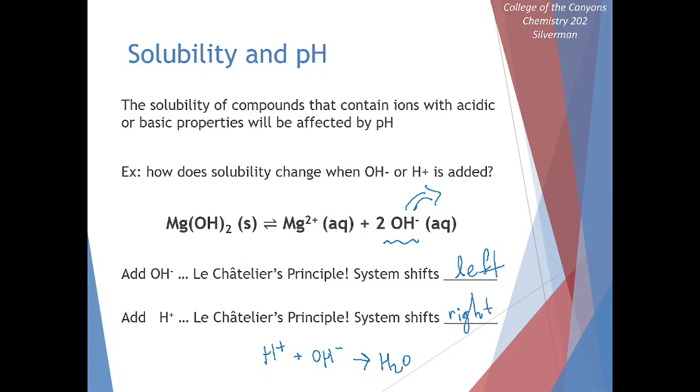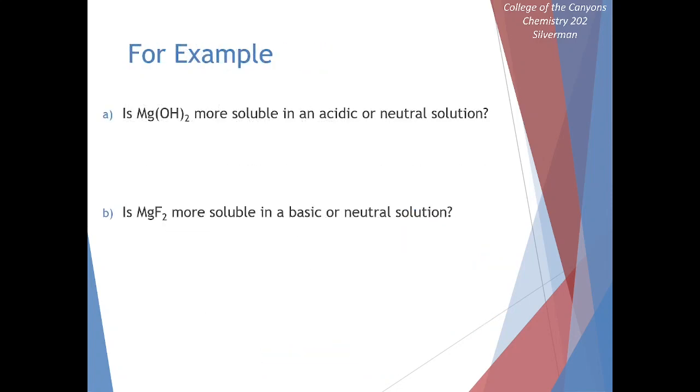This is one specific example, but notice here, our magnesium hydroxide is some kind of basic salt. Our basic salts will dissolve more in the presence of acid. Our basic salts will dissolve less in the presence of base. A couple of practice questions here. Magnesium hydroxide in acid or neutral solutions, what can happen? Well, we saw in acid, we are going to remove some of our product and we'll have to shift right. This will increase the solubility, and therefore magnesium hydroxide will be more soluble in acids.